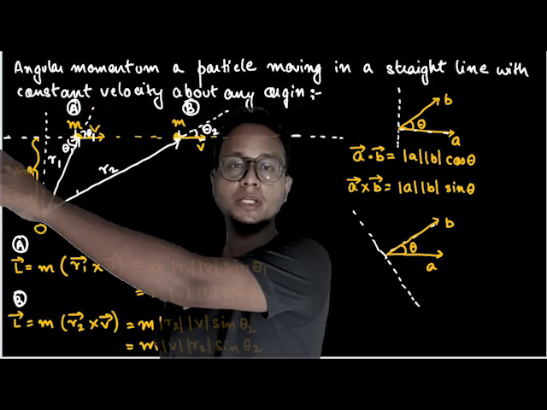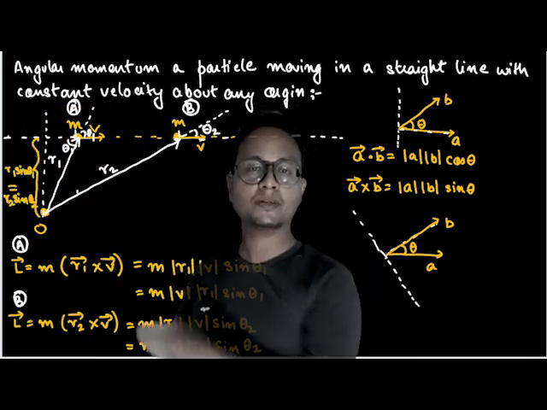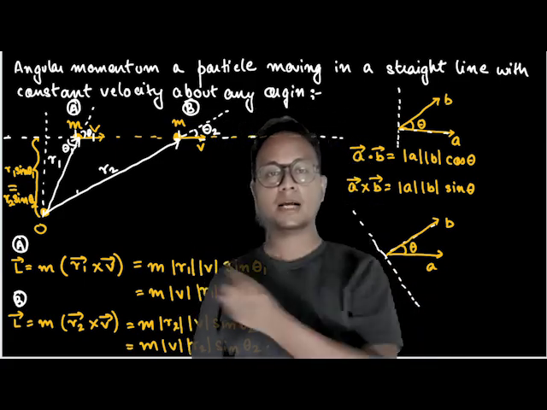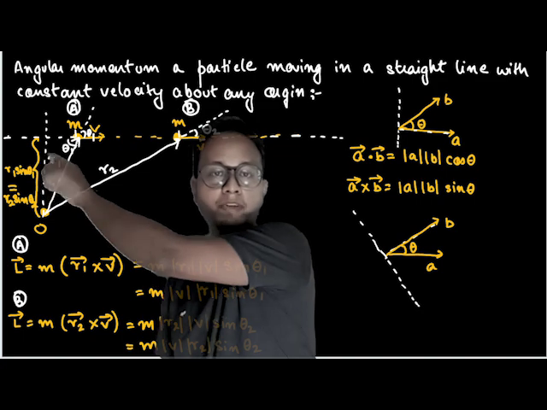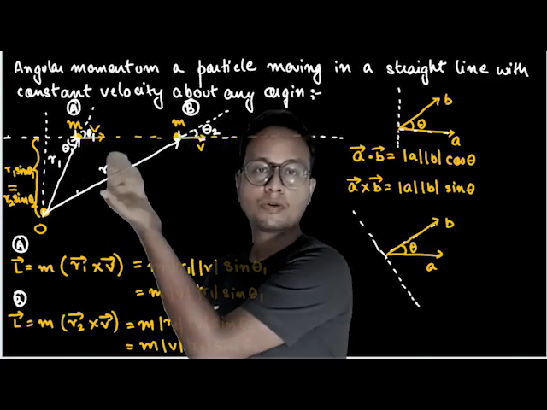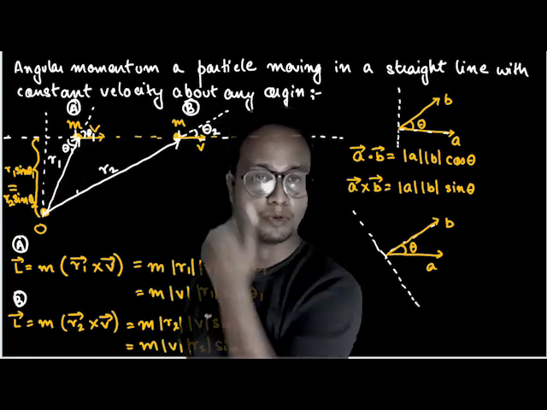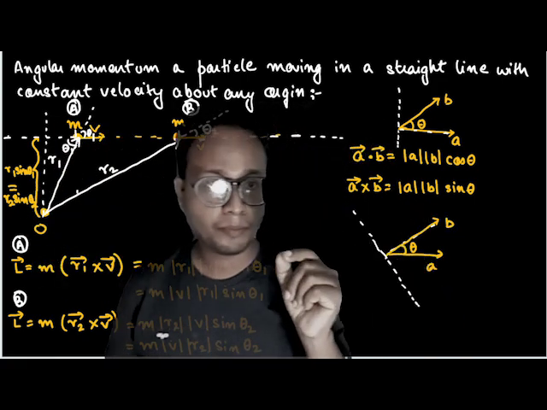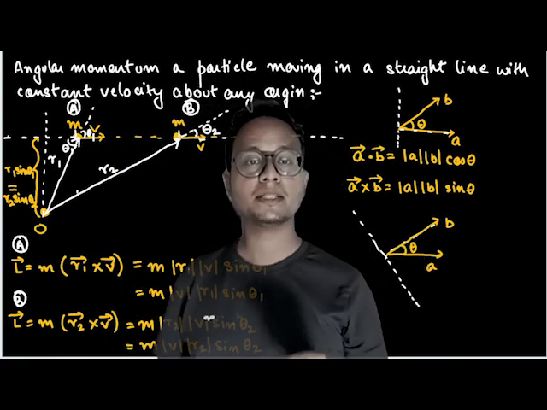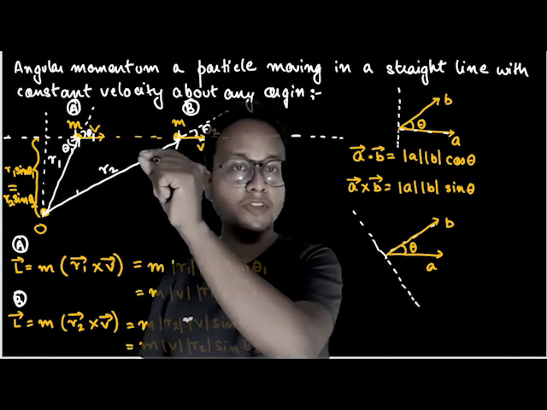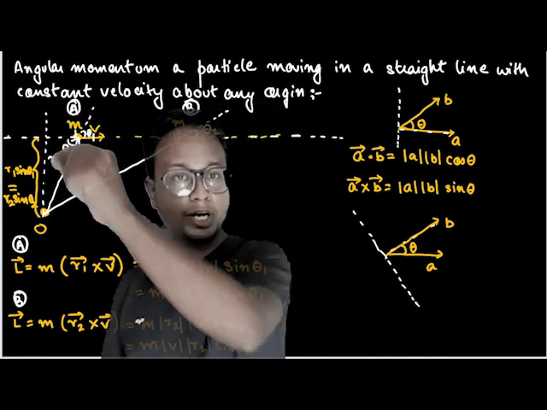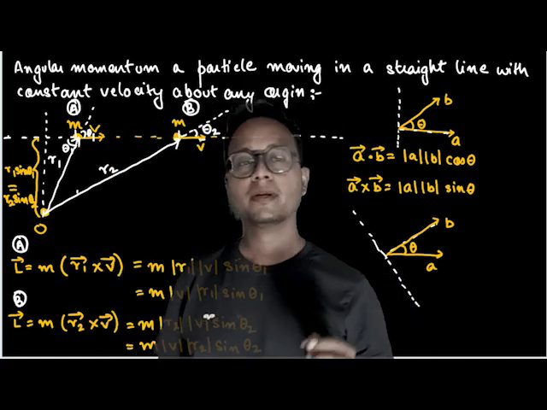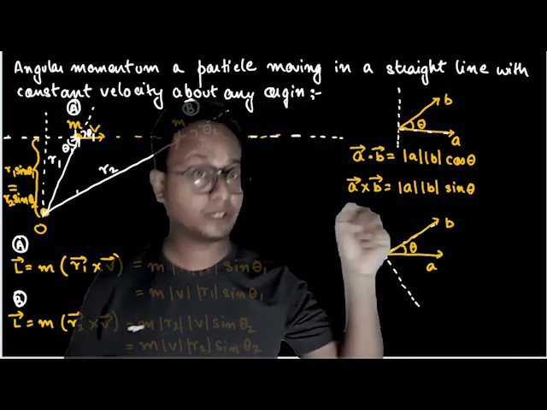Suppose the particle was out here, in negative x, it would be the same direction. Angular momentum wouldn't change. The R vector was in this direction and the v vector was in this direction, so R vector cross v would be the same. The direction of angular momentum would be the same, and the magnitude would also be the same. The angular momentum of any particle moving in a straight line is nothing but mass of the particle into velocity of the particle into the component of r perpendicular to the line of v. Understood?